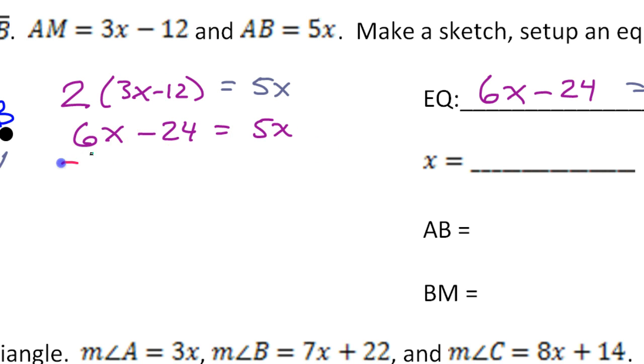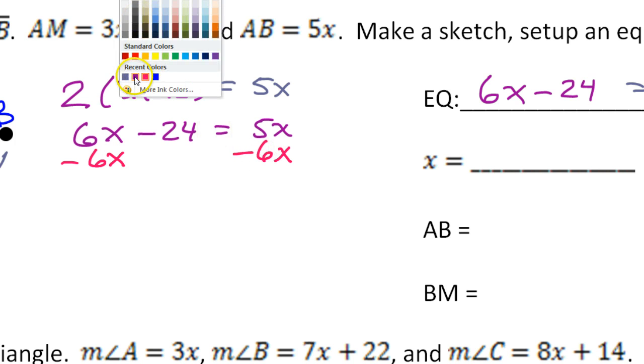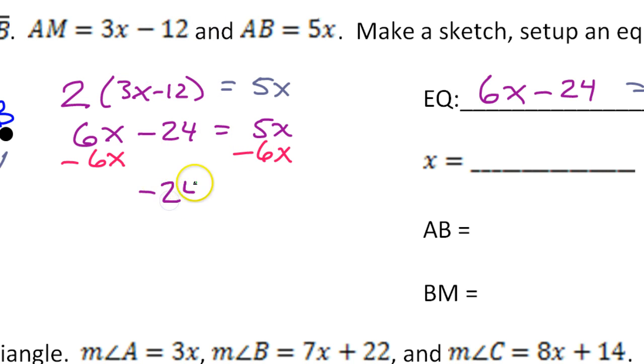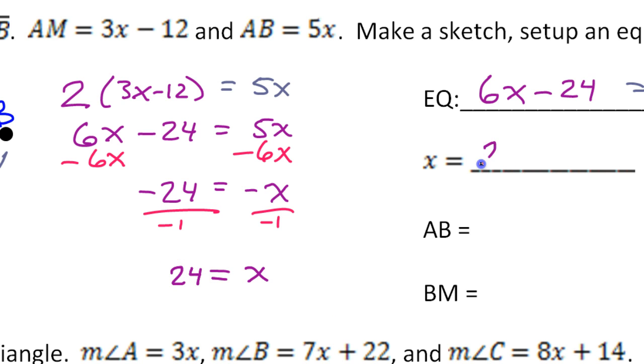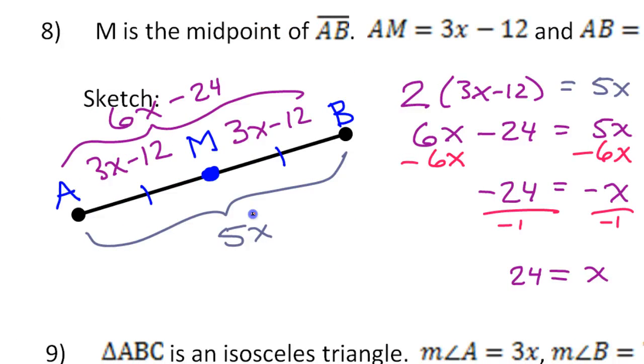Okay, we could subtract 6x from both sides. That's going to give us negative 24 is equal to negative 1x. And then we could just divide both sides by negative 1. So that will give us x is equal to 24. Alright, once you have that, we can find these lengths very easily by substituting the 24 back in.